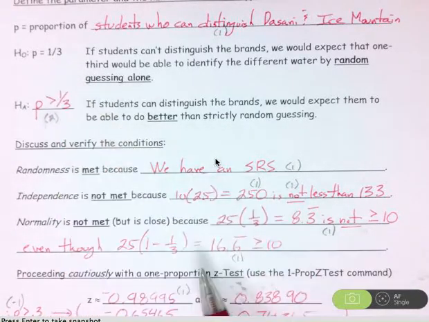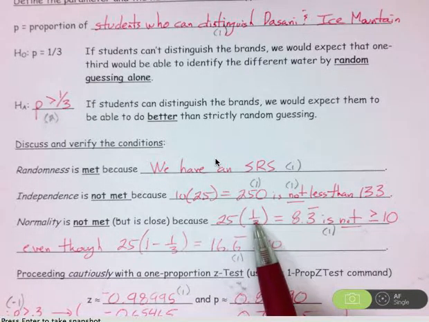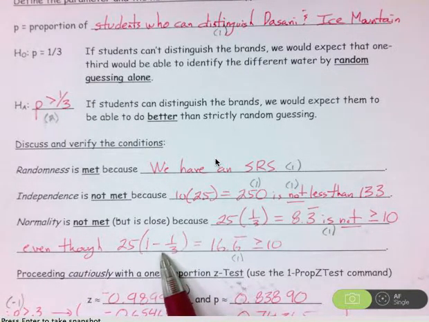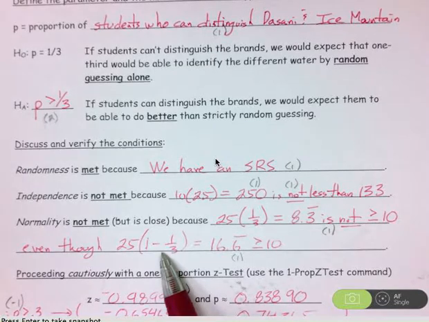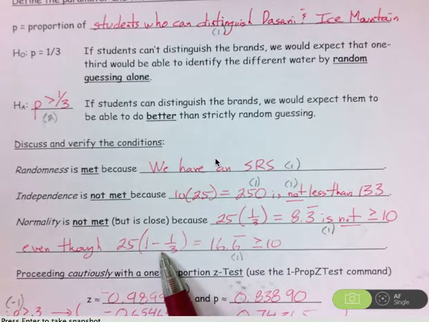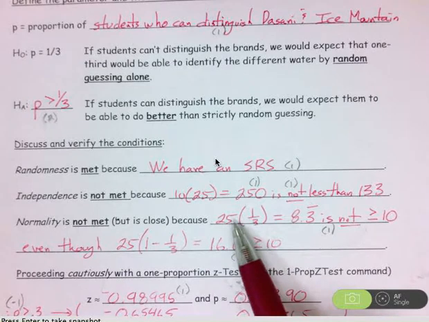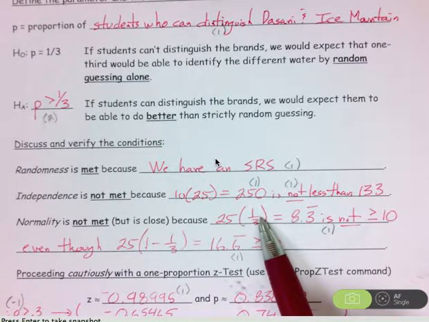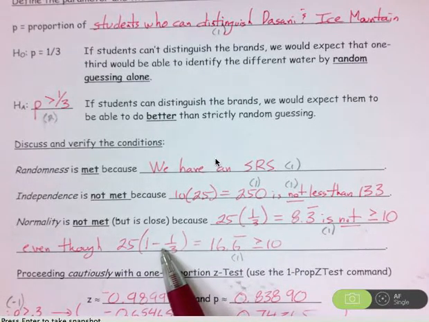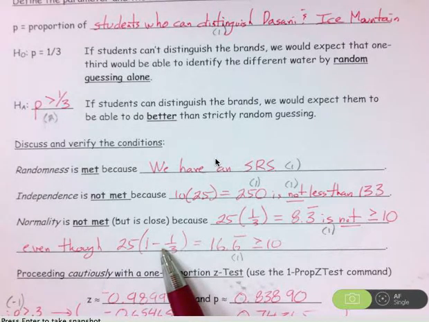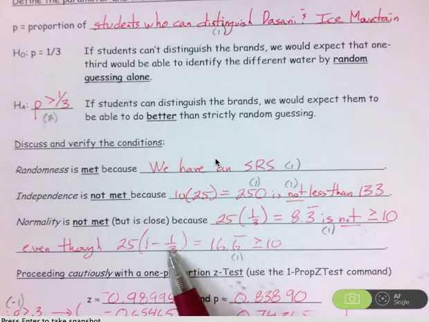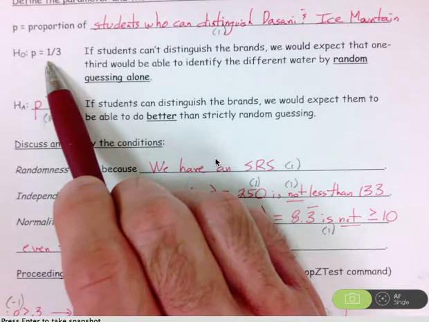So also, there were a number of people that instead of using 1/3 and 1 minus 1/3, they used the sample proportion. They used 6 out of 25. 6 out of 25, that turns out to be 0.24. There were a number of people then that did 25 times 0.24, and then they did 25 times 0.76. I did take off a point for doing that because you should be testing your conditions by using the null hypothesis value.